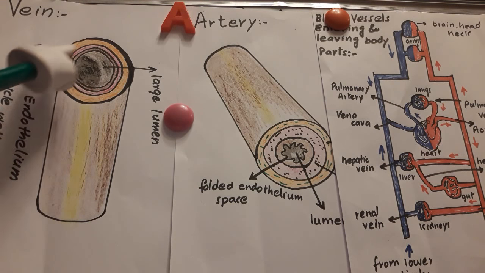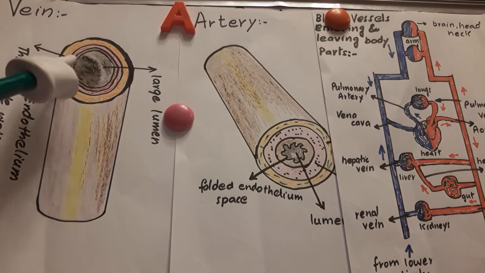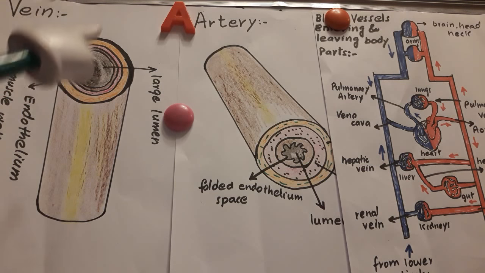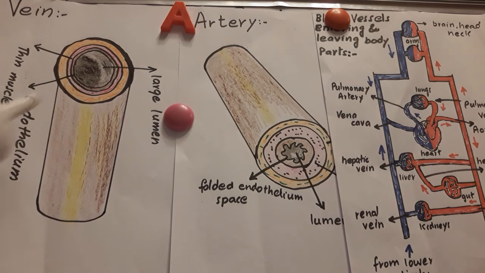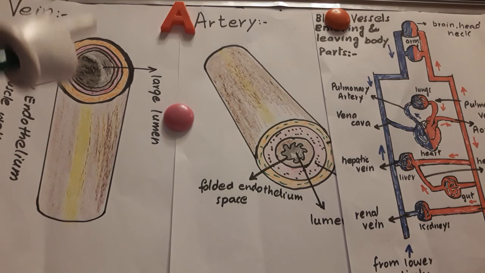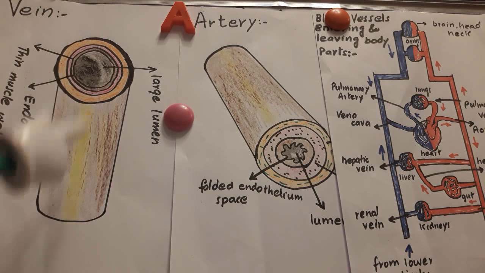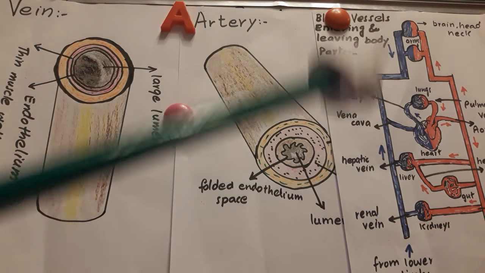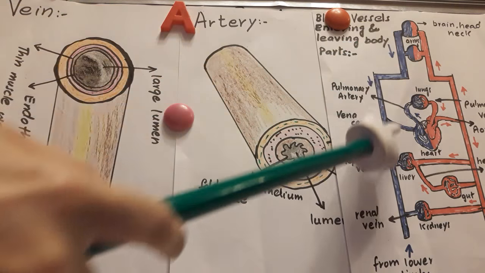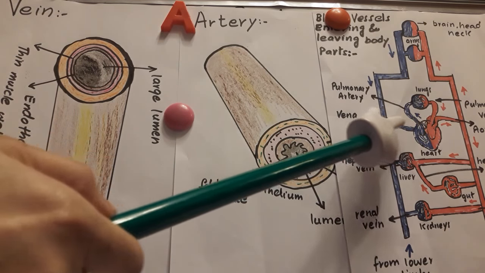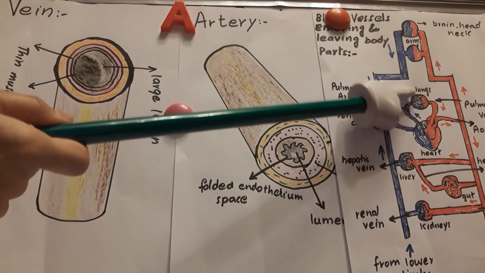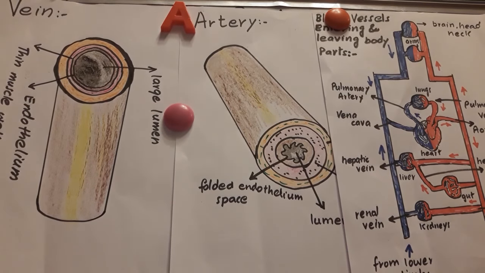And they also have very little or thin muscular tissue as compared to the artery. Veins have valves. These valves help the blood so it can't go backward. The movement of the blood within the vein is helped by the contraction of the body muscles that surround them. All veins carry deoxygenated blood towards the heart, as you can see here, except for the pulmonary vein that carries oxygenated blood from the lungs back to the heart.